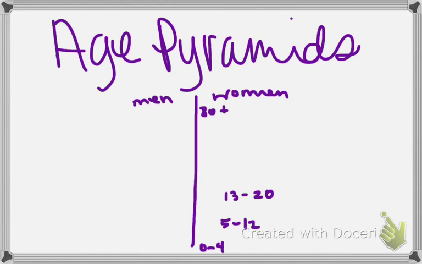Then usually you have 21 to usually about 35 sometimes. Sometimes you'll have 36 to 50, 51 to 70, 80 plus. You'll have different ones. You'll have those age groups. And then they will have different bars representing how many men versus women there are in each age group.